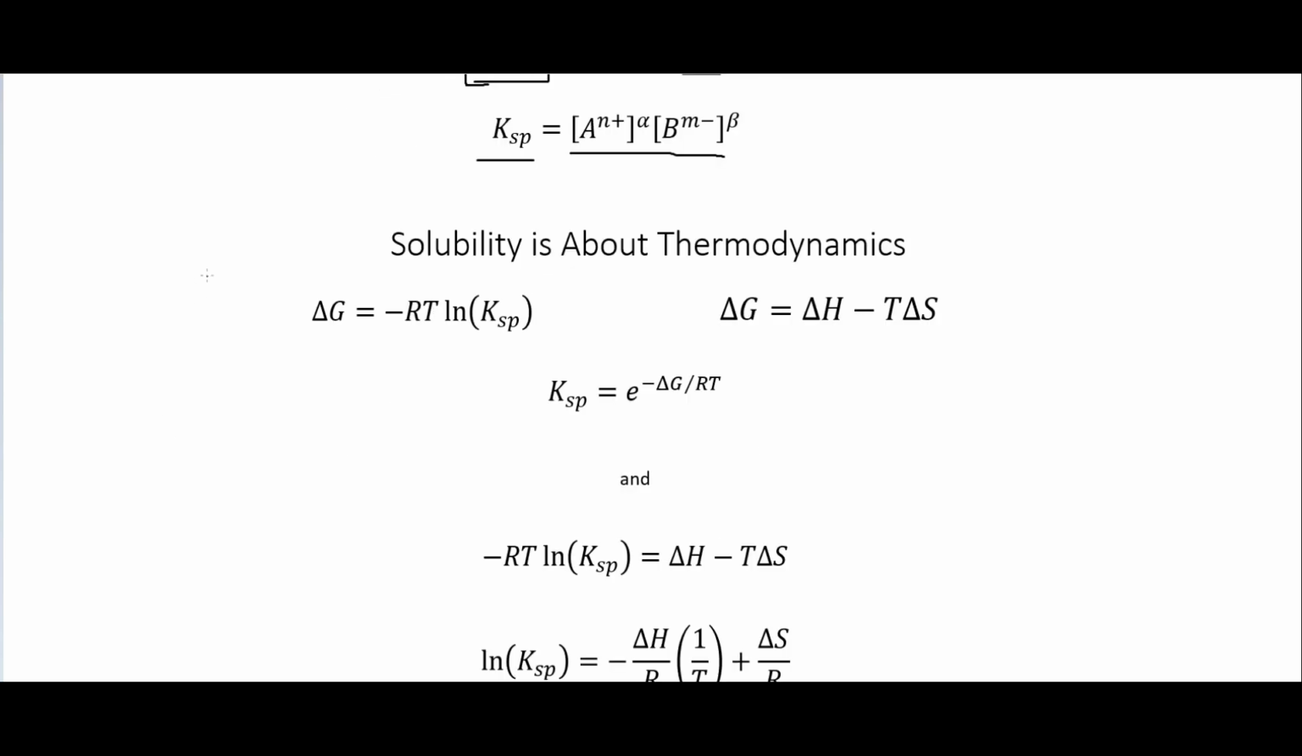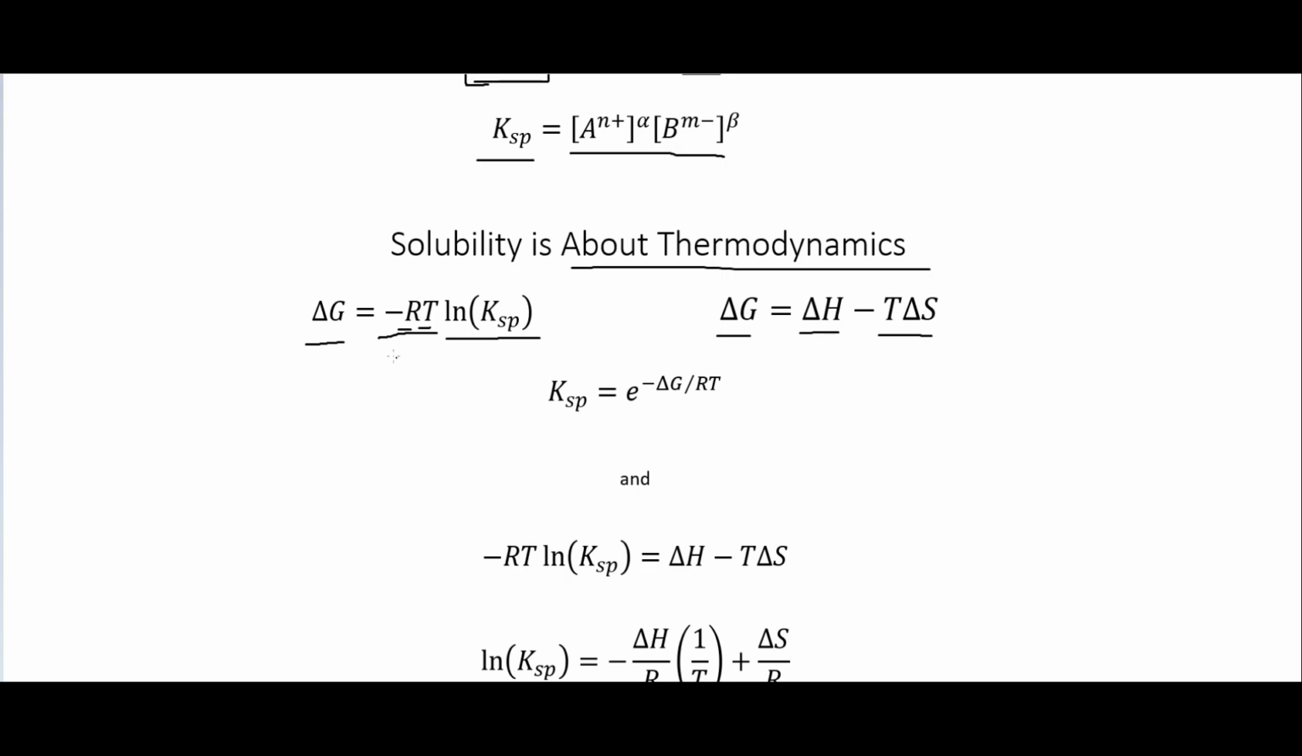All right, so solubility, as I said, is about thermodynamics. This is kind of a rule in chemistry, period, that it's all about thermodynamics, but solubility is about thermodynamics. So we have our delta G here, which is our Gibbs free energy, and that is equal to the negative R times T, which is our gas constant times the temperature times the natural log of our Ksp. And the delta G here is equal to our enthalpy minus the temperature times the change in entropy.